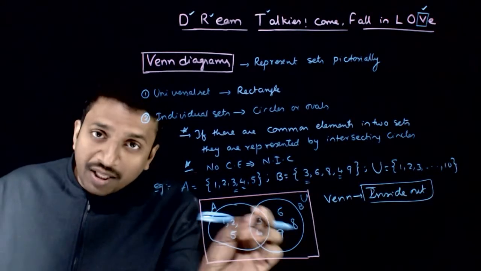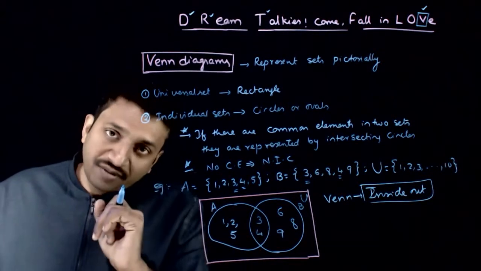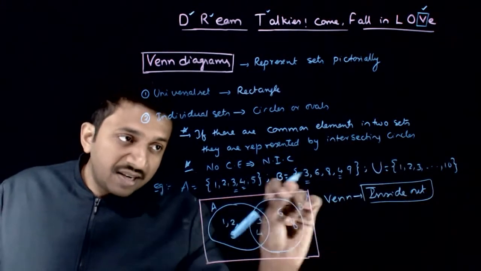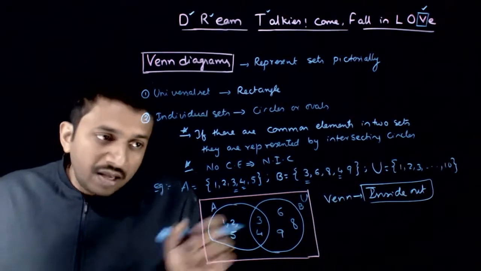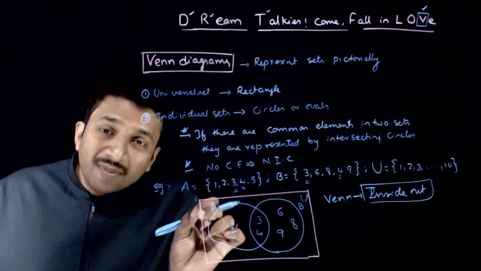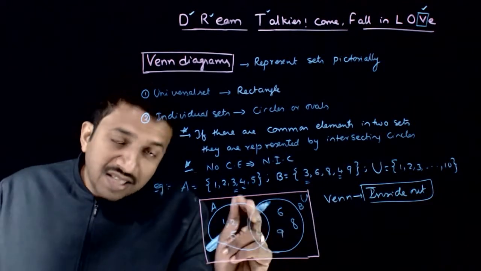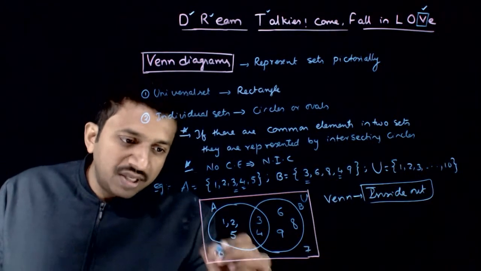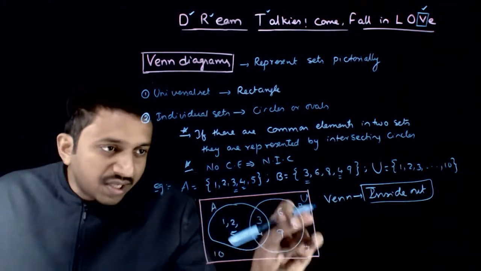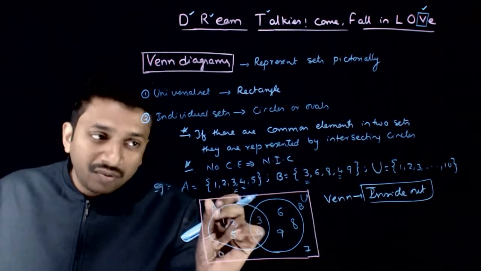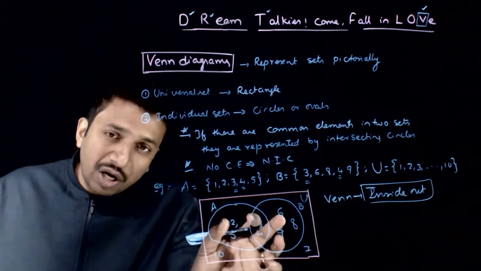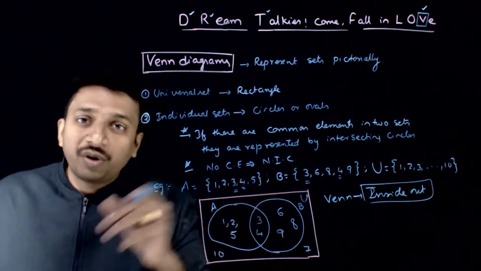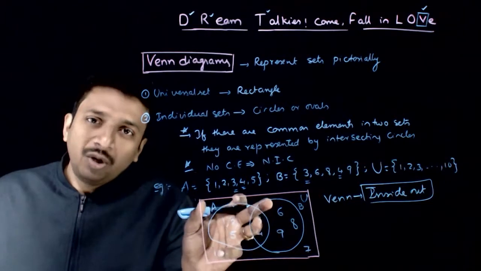Once you have filled all the elements, 1, 2, 3, 4, 5 is filled, 6, 8, 9 are filled, and the universal set, that means this rectangle, contains all these elements. What are the elements which are left out? As you can see, 7 is left out and 10 is left out. So 7 and 10 lie outside these two sets in the universal set. The space outside belongs to those elements of the universal set which are not present in A and B. I hope you have understood this concept of Venn diagram. So let us look at two more examples.